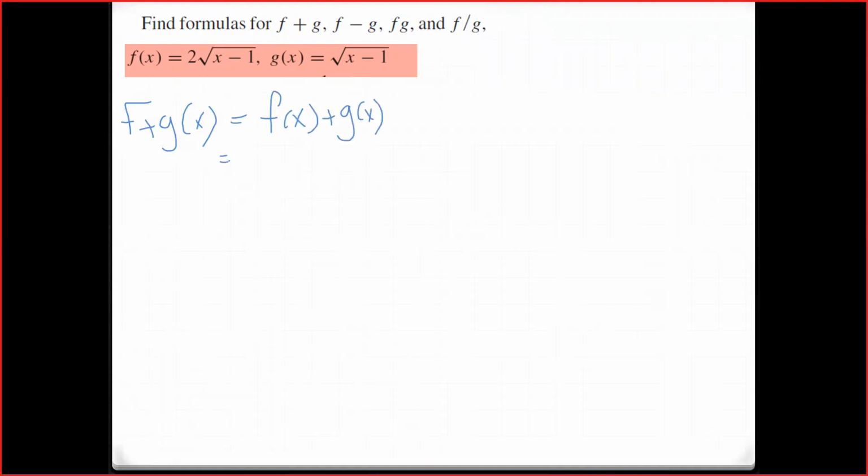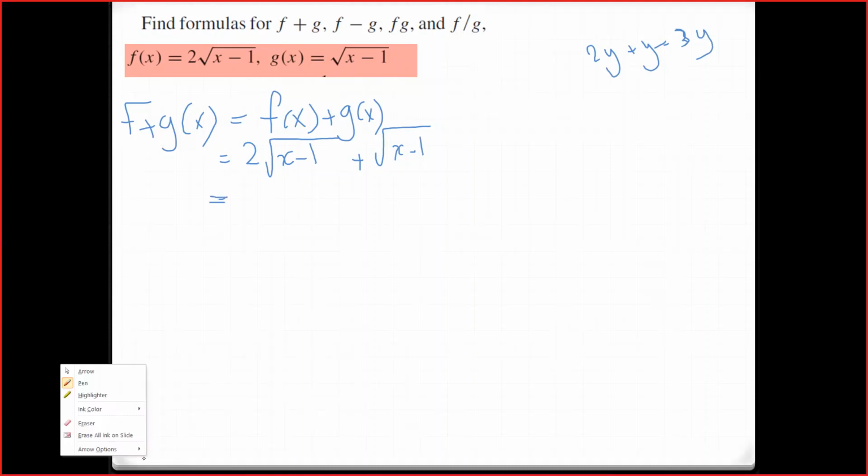Now, f of x is 2 square root of x minus 1, plus g of x, which is square root of x minus 1. Now, if you have 2y plus y, can I write it as 3y? Yes. So here is the same. Since they are multiplied with the same variable, which is square root of x minus 1, I can add 2 plus 1, which is 3, square root of x minus 1. Is it clear?